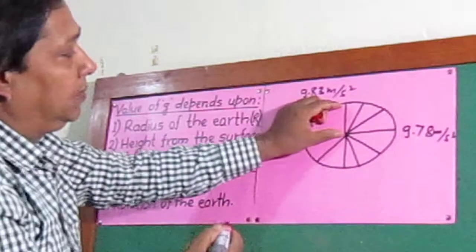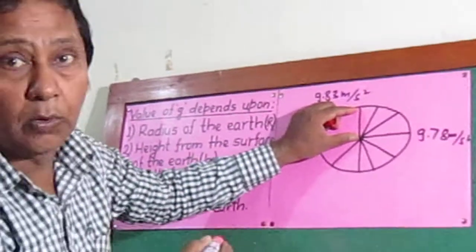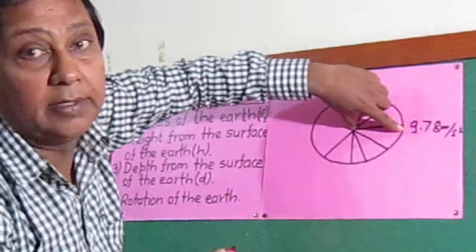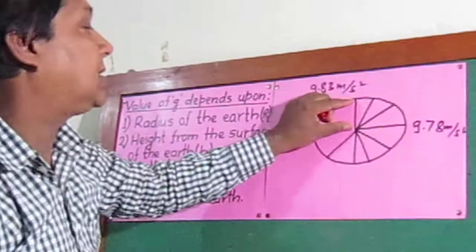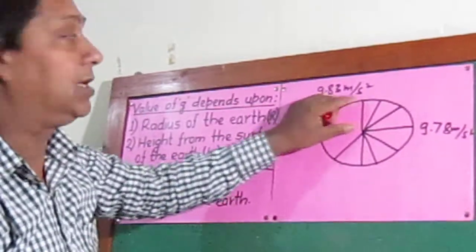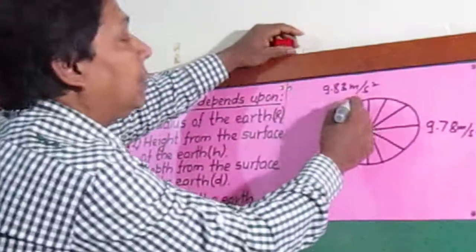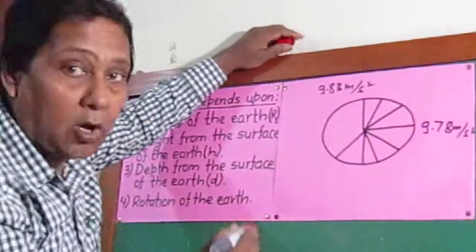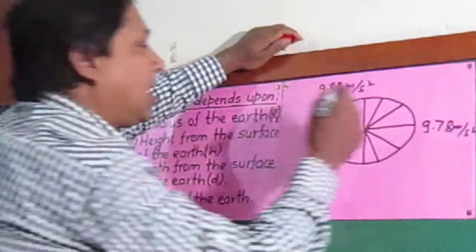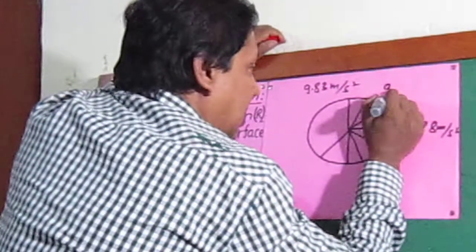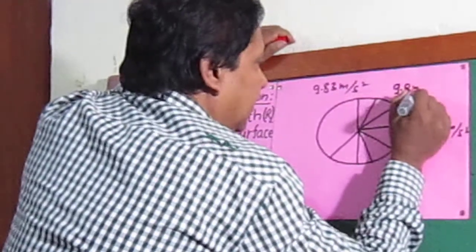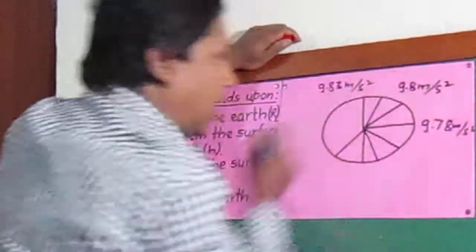The reason is very simple. If radius at a place is more, like this, then g will be less, and if radius at a place is less, like this, then g will be more. Its value is different at different places of the earth, and that's why the standard value of g is taken as 9.8 meter per second square.